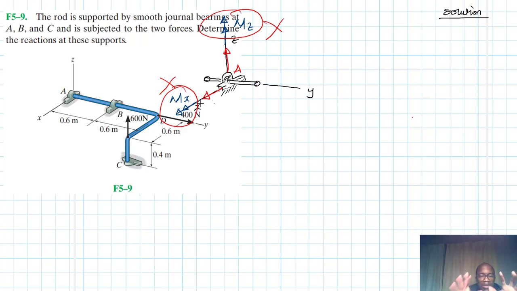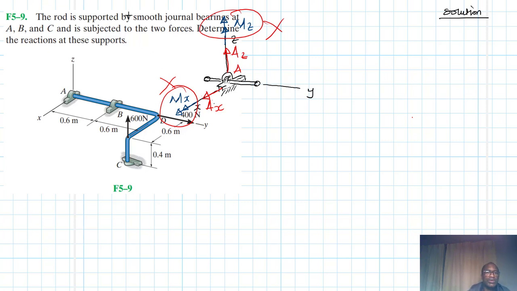So I wanted to make mention of this. Neglect the couple moments at this kind of support, like in here we are talking about the journal bearing. Don't apply them if the structure is supported elsewhere. There's really no need to consider them. Just consider the translational reaction forces, which are this AX and AZ. Is that fine?